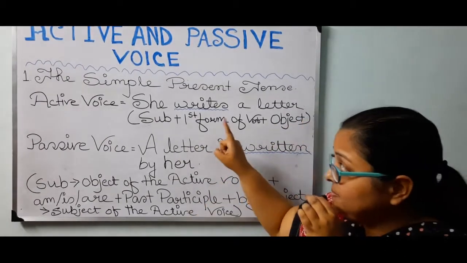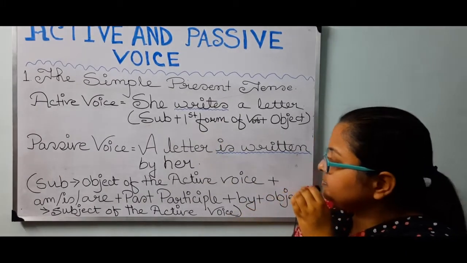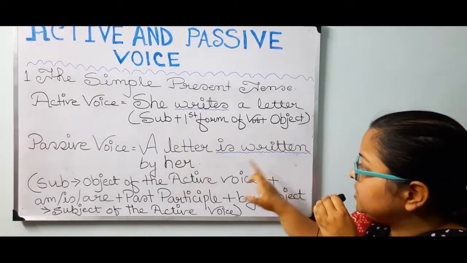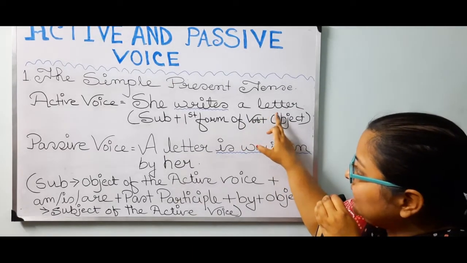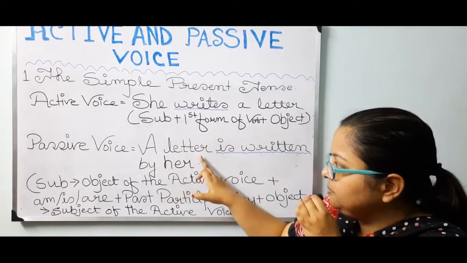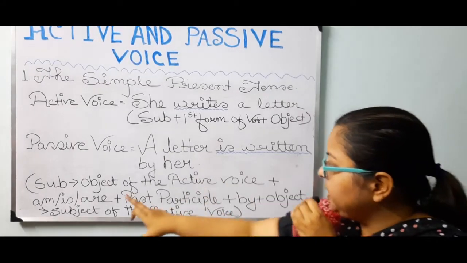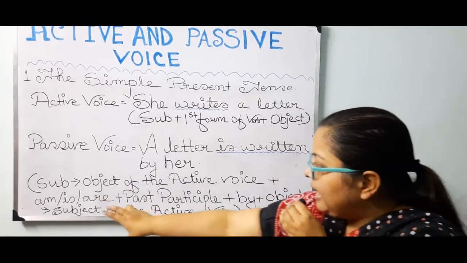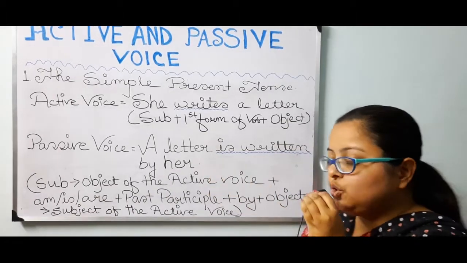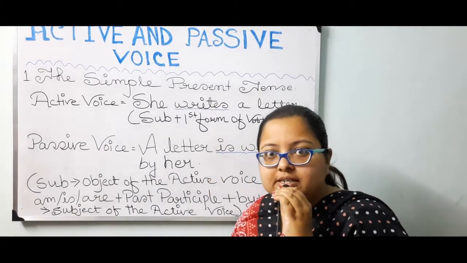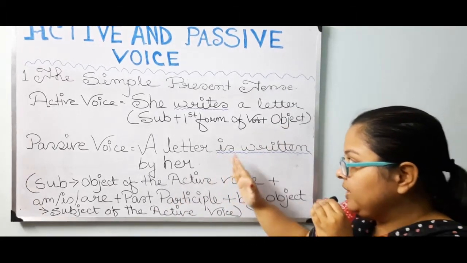Next, when the same sentence is turning to the passive voice, we are getting what? A letter is written by her. A letter, the object of the active voice, is turning into the subject of the passive voice. Then, according to the format over here, you can see that am or is or are. So, according to the requirement of our subject, is has to be put over here. So, we have put is.